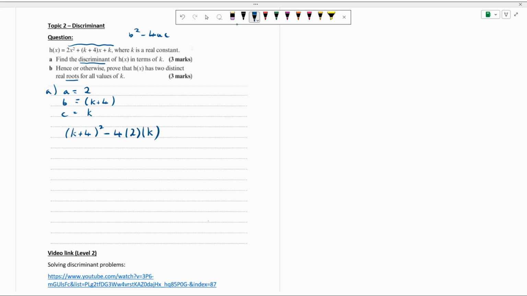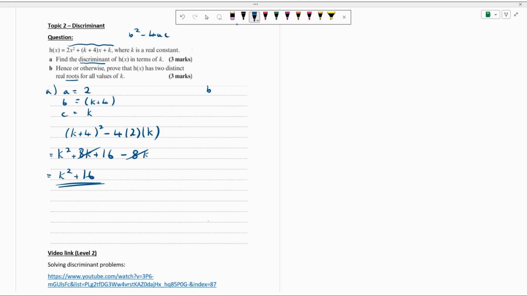Now this first bit, I'm just going to expand my brackets. So I get k squared plus 8k, because I'm going to get a 4k and another 4k, and I'm going to get my plus 16. Then this one, if I expand all these, I get minus 8k. Now if I simplify that out, these two are going to cancel, giving me just k squared plus 16. That's my discriminant for this question.